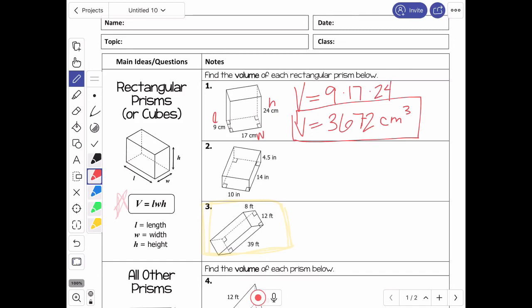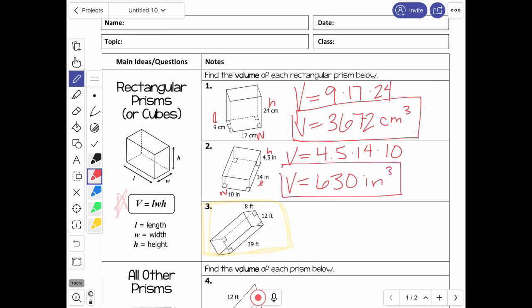So for number 2, again, this can be my length, this can be my width, and this can be my height. So volume is 4.5 times 14 times 10. So the volume is 630 inches squared. Not squared, cubed, my bad. And now you're going to do number 3 for homework. So make sure you turn that in.